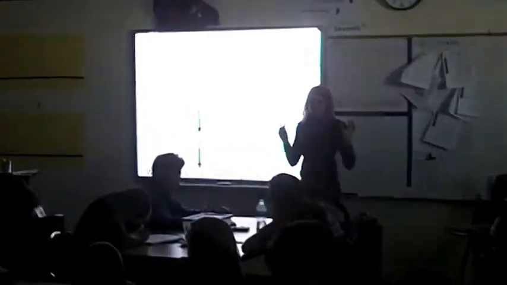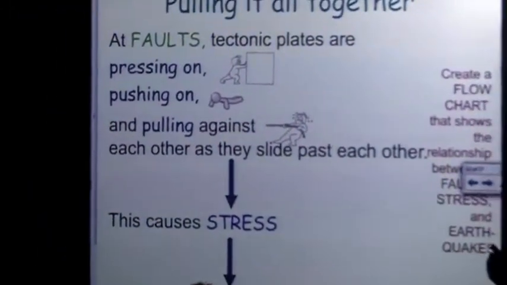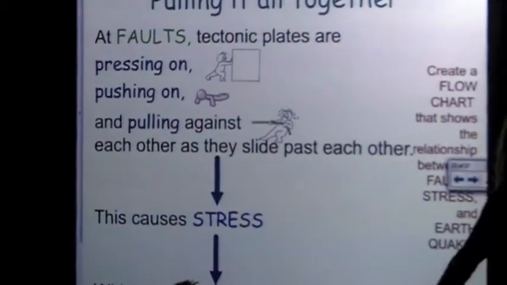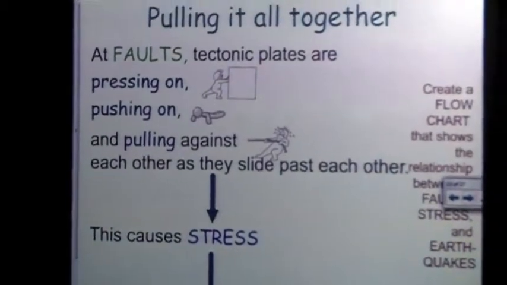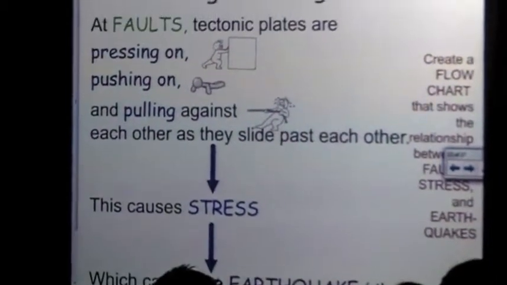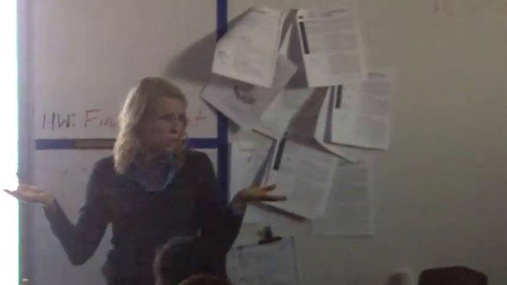Okay, so at faults, at these points where we have these cracks in the earth, tectonic plates are either pushing on something, pressing on it, or pulling against it. As they slide past each other, this causes stress. So this causes a lot of that buildup. When we did our hand motions for transform, we would slide past, but sometimes they get stuck. So this is what's causing some of this stress. One plate is pulling one direction, another one's pushing against it, they're pulling, all sorts of things like that. So this is what eventually is going to cause our earthquakes.